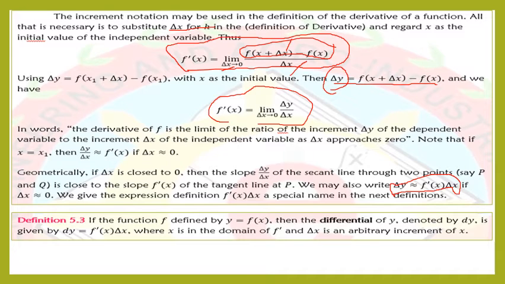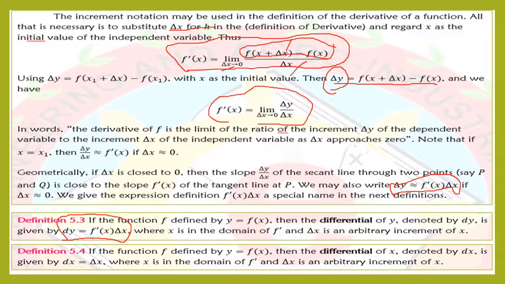So in definition 5.3, if the function f is defined by y equals f of x, then the differential of y denoted by dy is given by dy equals f prime of x times delta x. So, ibig sabihin class, yung dy na yan is equal lang kay increment of the dependent variable y, or the delta y, where x is in the domain of f prime and delta x is an arbitrary increment of x.